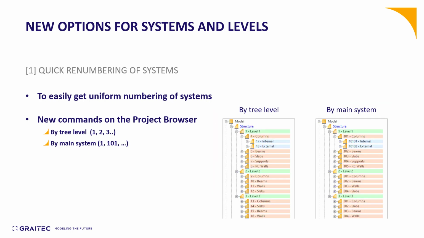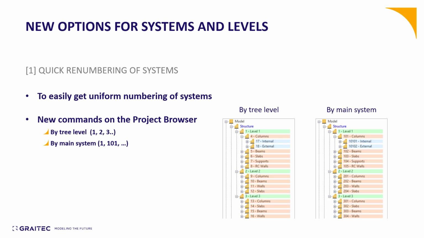Next major point is a set of several new commands related to modeling multi-story buildings. The first related functionality are commands for quick renumbering. The reason is simple. When we work, we add, remove systems. At the end, we want to have uniform numbering, not only to keep things in order, but also to make it easier to find and organize our documentation.